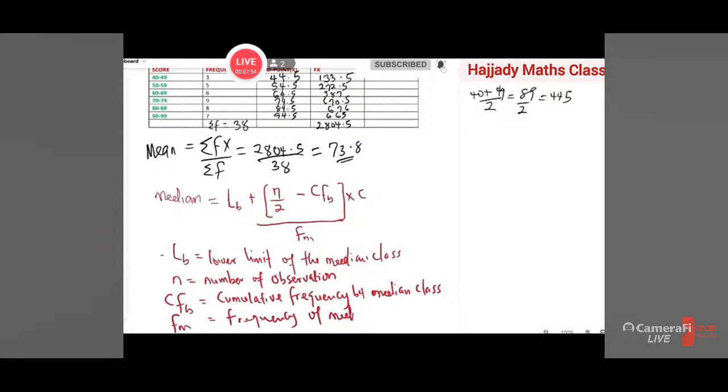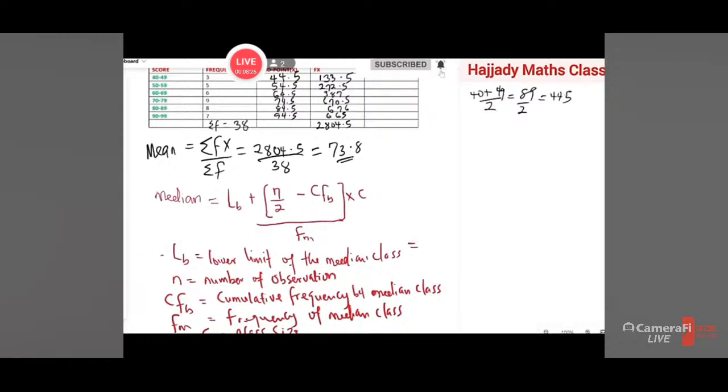So it's the frequency of our median class. And lastly, we have C, which is the class width, or let me say class size. Yeah, let's call this class size. Looking at this, the first thing for us to determine is our lower limit.